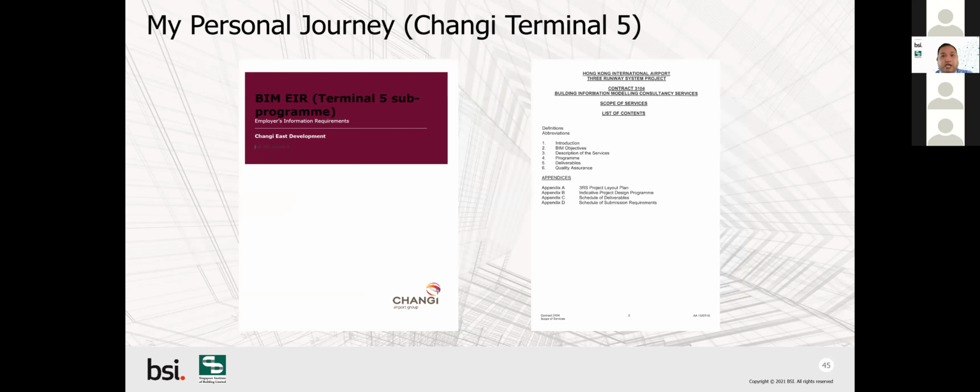And from that, the client, Changi Airport, also has an employer information requirement for the Changi East development. We read that and compared it to our experience in Hong Kong for the Hong Kong International Airport, the one that you see on the right. This is the BIM information modeling consultancy that AECOM Hong Kong has done. So we compared it and said, okay, this makes sense, and it's following the ISO standards. Next, please.